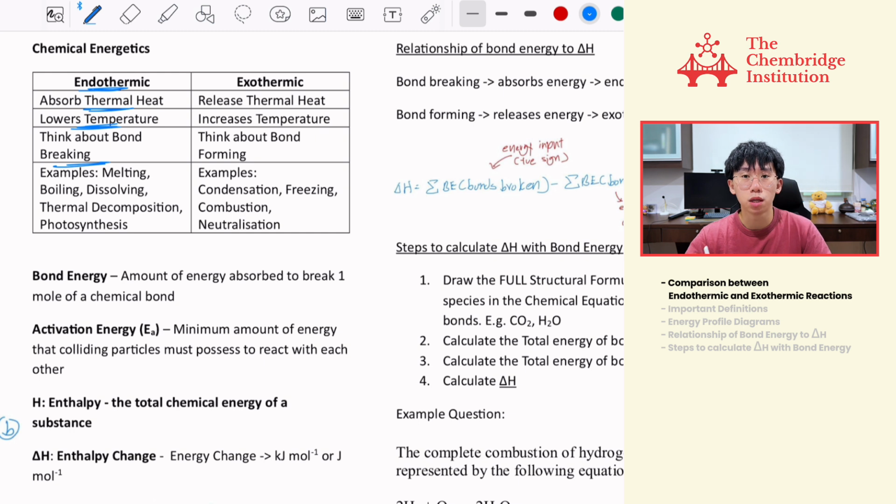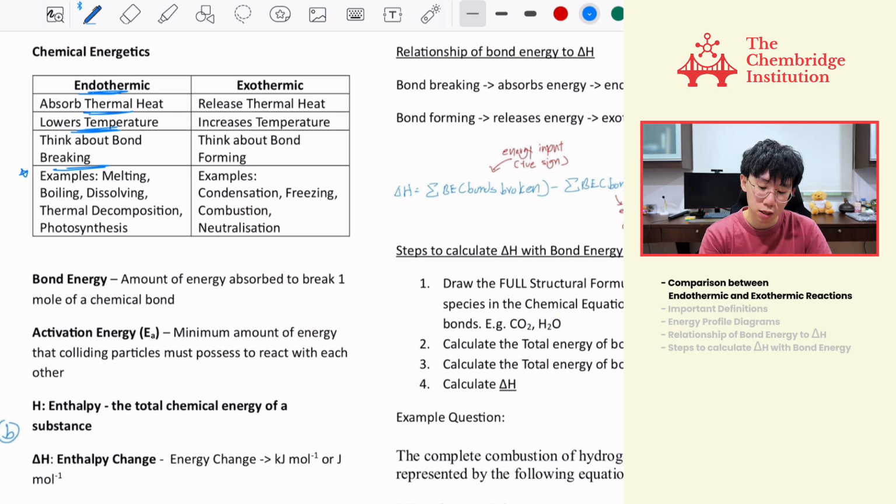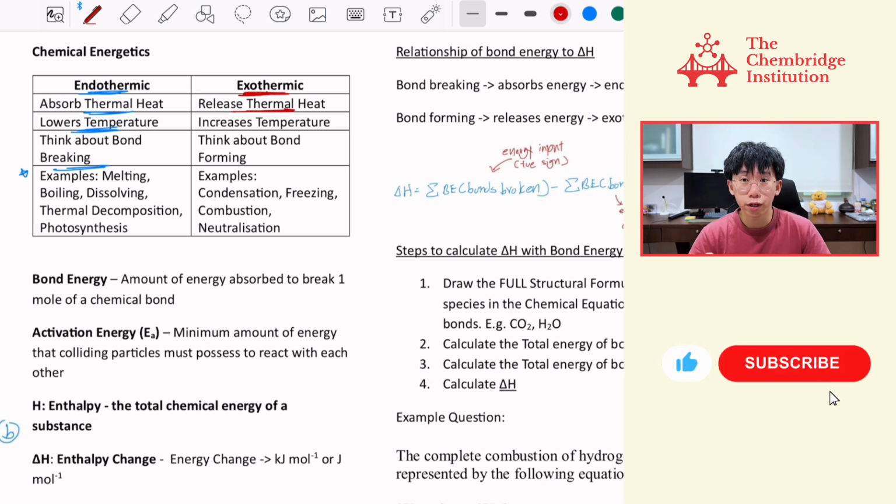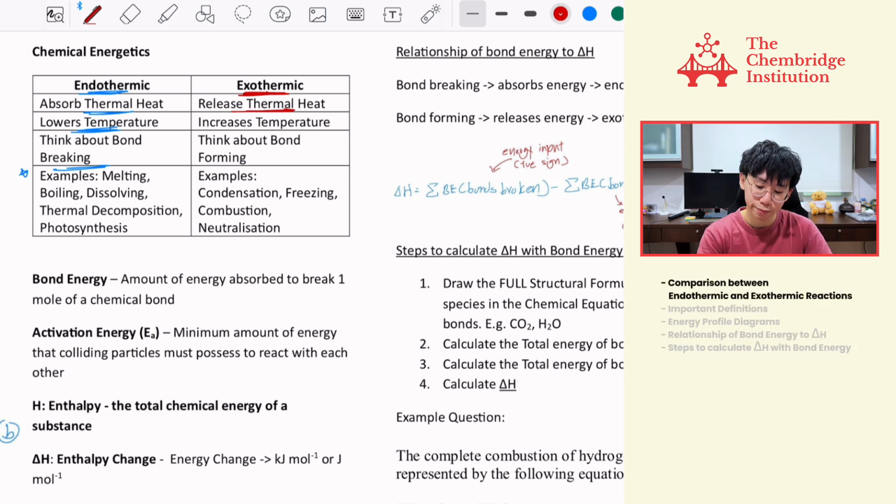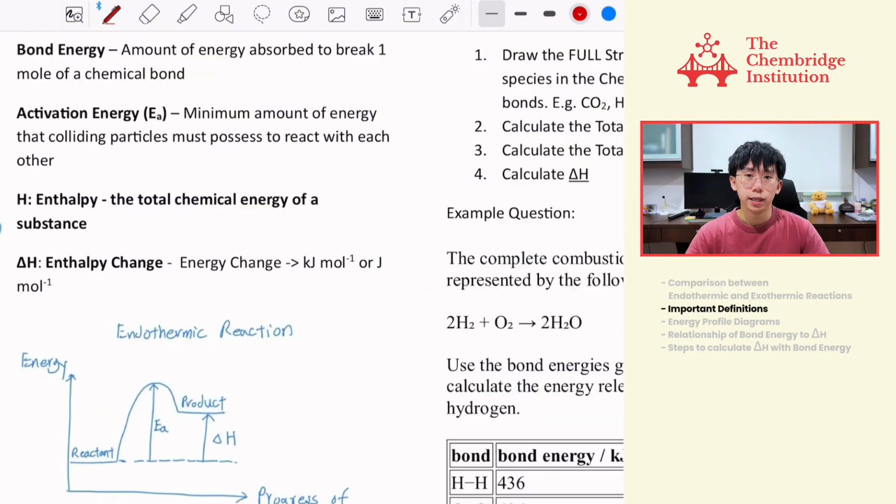Some examples of endothermic reactions which you have to memorize are melting, boiling, dissolving, thermal decomposition, and photosynthesis. The other one is exothermic reactions. These release thermal heat, and of course, they are going to increase the temperature. For these, you always want to think about bond forming. Some common exothermic reactions, which you also have to memorize, are condensation, freezing, combustion, and neutralization.